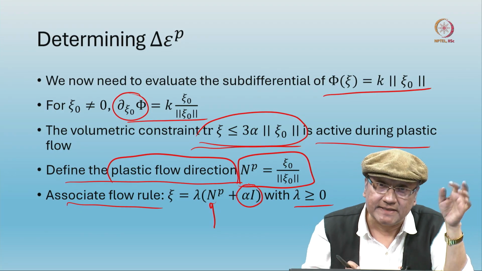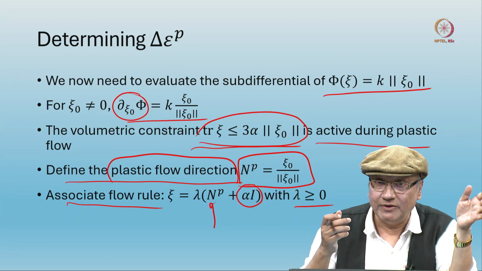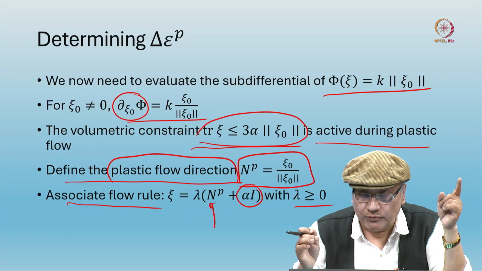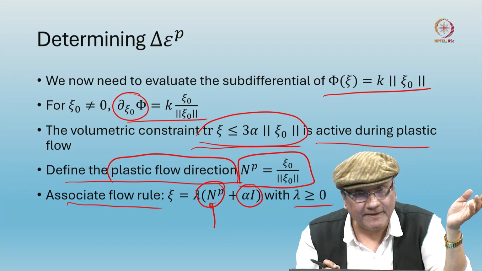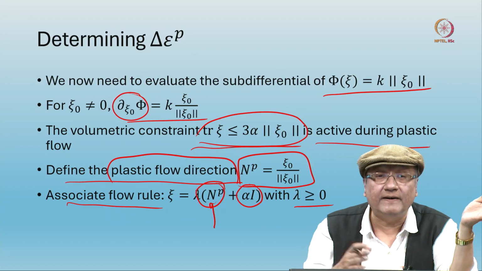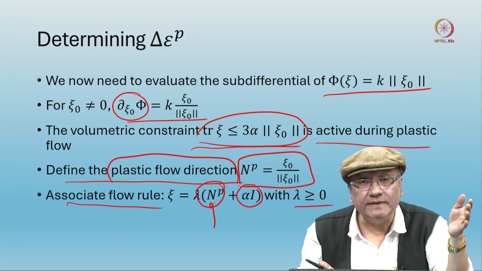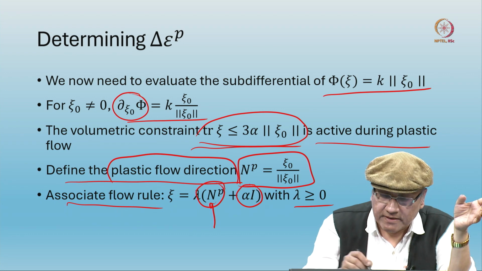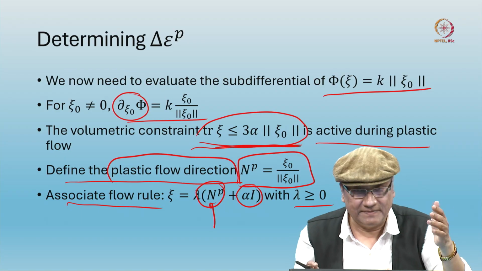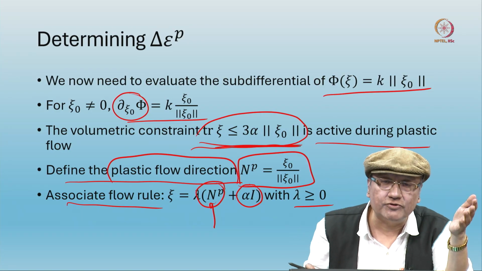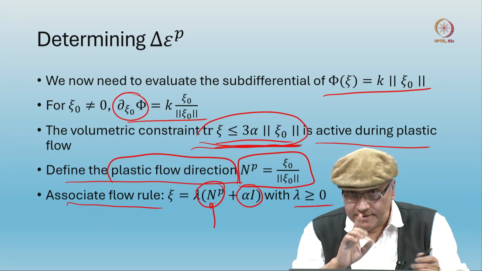Why is it associated? It is still the normality rule, because if you differentiate phi, then we saw that there are two terms. One is just this term Np times something, and the other term is alpha I, because of the subdifferential with respect to the indicator function, which accounts for this constraint. The derivative of the indicator function becomes non-trivial only on the boundary where this constraint becomes an equality. All this you must recall.